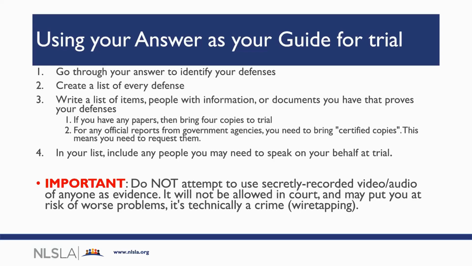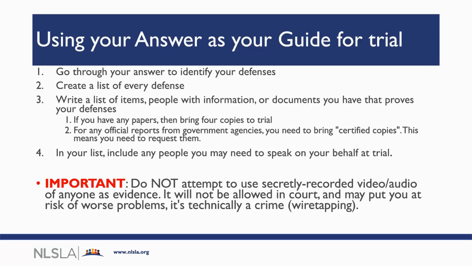And for every defense that you have, write a list of items, people with information, or documents you have that proves your defenses. For example, if you have any papers, other notices, emails, text exchanges, you want to bring 4 copies to the court on your trial date. If you've received any official reports from government agencies, you will need to bring certified copies. So this may include an inspection report or a contract with the housing authority.